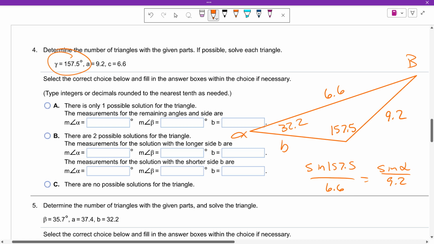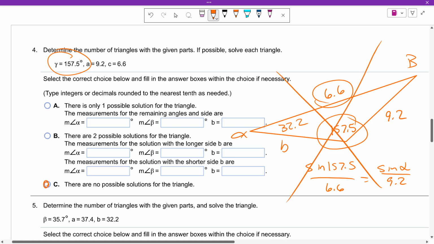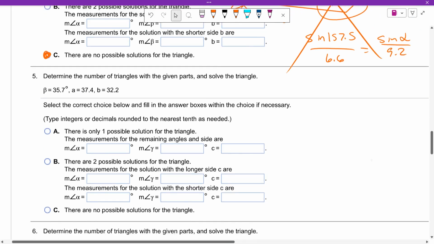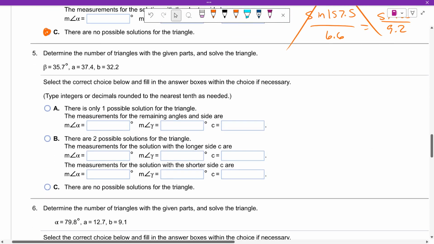Is the biggest angle opposite the longest side? No. So when you first draw out this triangle, if you see big angle, not the longest side, what do you know right at the start? Not a triangle. No solution. Okay. So this next one works, so we're going to do one more, and then I'll let you get going on this.